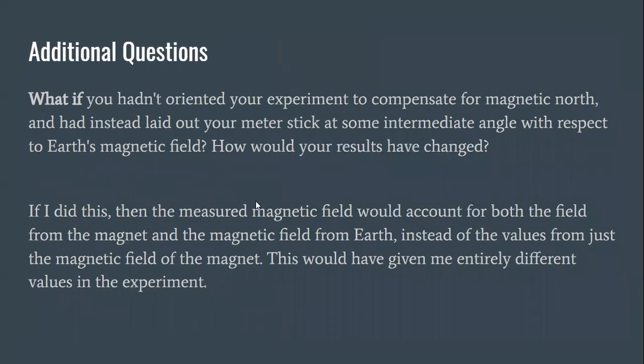What if I had oriented my experiment to compensate for magnetic north and had instead laid out my meter stick at some intermediate angle with respect to Earth's magnetic field? How would your results have changed? Essentially, if I did this, then the measured magnetic field would account for both the field from the magnet and the magnetic field from the Earth instead of the values from just the magnetic field of my magnet. This would have given me entirely different values in the experiment, and it would be hard to calculate the true value from just the magnet.